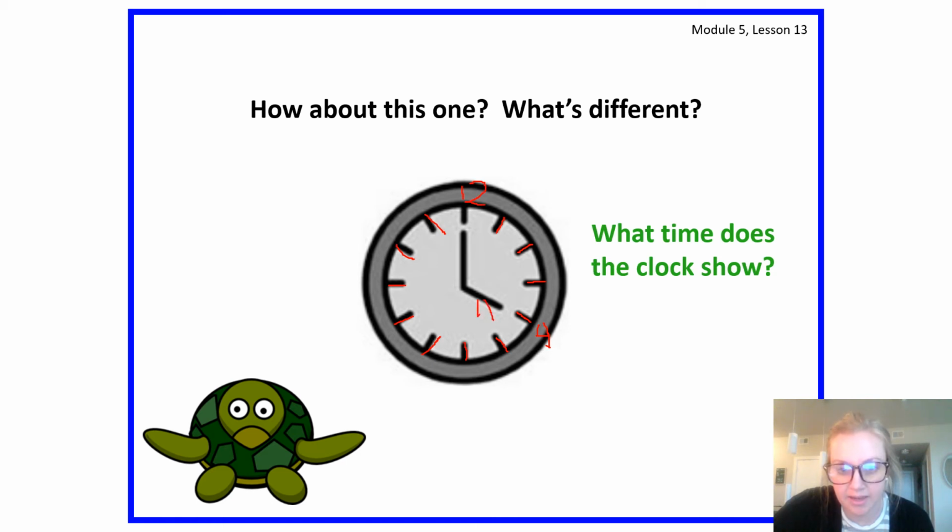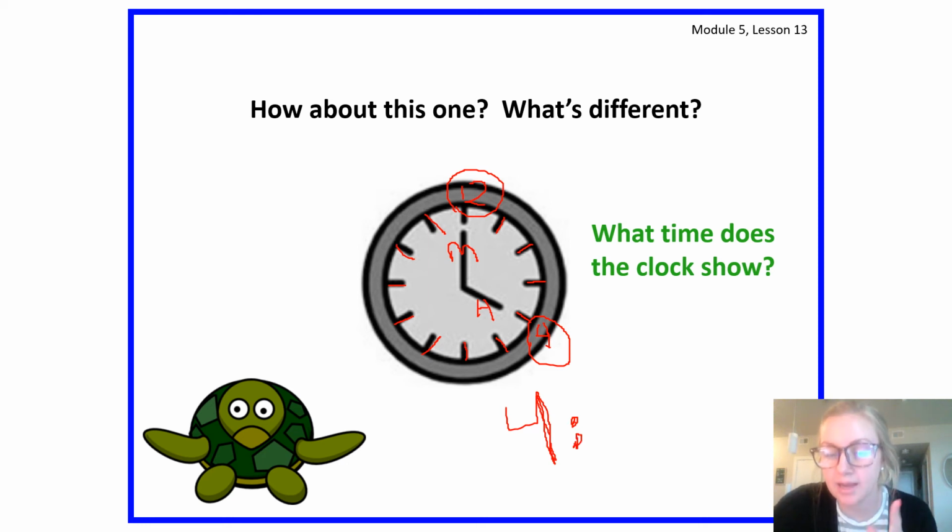This is the hour hand. What number is the hour hand pointing to? Get ready. Yes, 4. This is the minute hand. What number is the minute hand pointing to? Get ready. Yes, 12. So if the hour hand is on 4 and the minute hand is pointing straight up to the 12, what time does this clock show? Get ready. Yes, 4 o'clock.